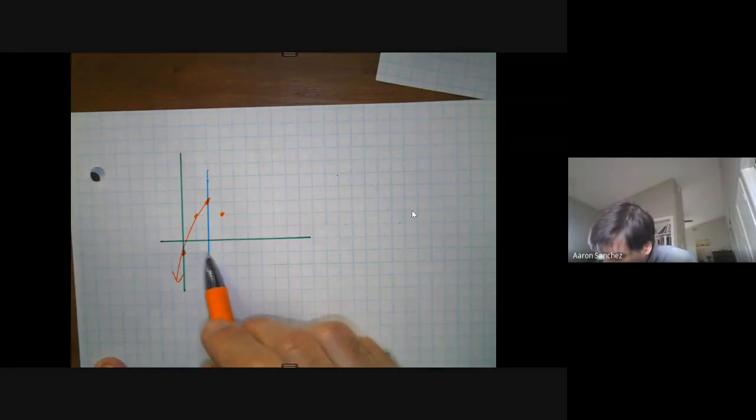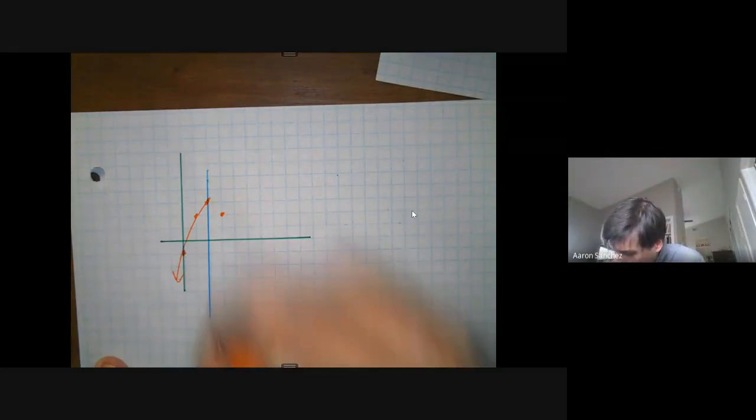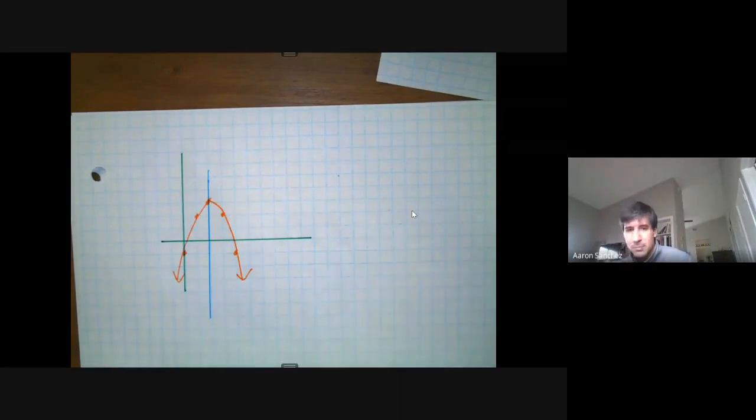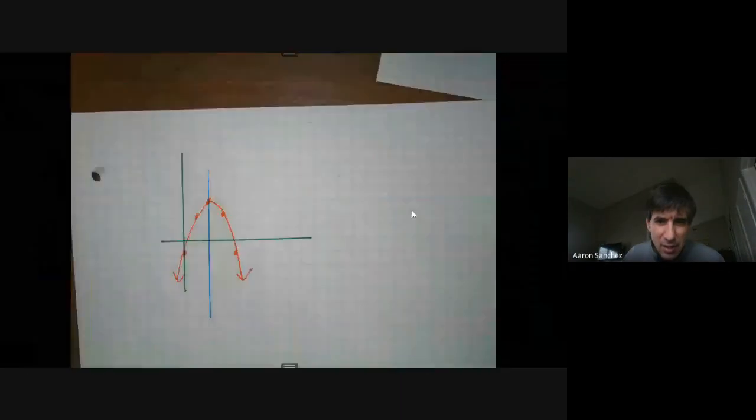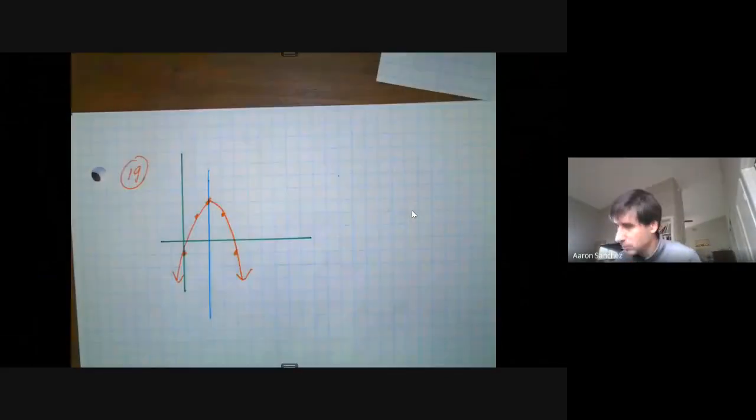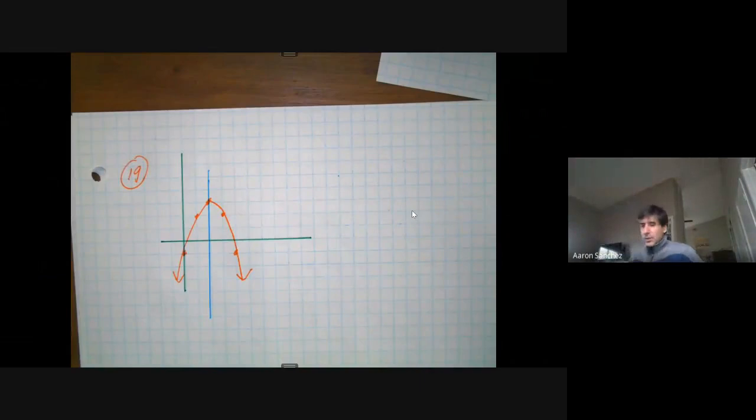If this is 2 from the axis of symmetry, then this will be 2 from the axis. That's all they want you to do, just finish the other side of the graph using the axis of symmetry. Okay, so what number was that? I didn't even write it down. That was 19, using the axis of symmetry.